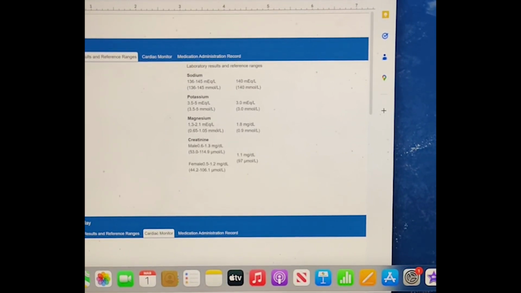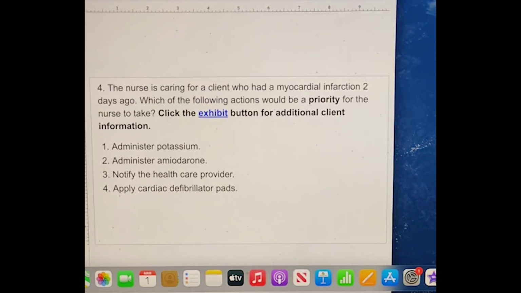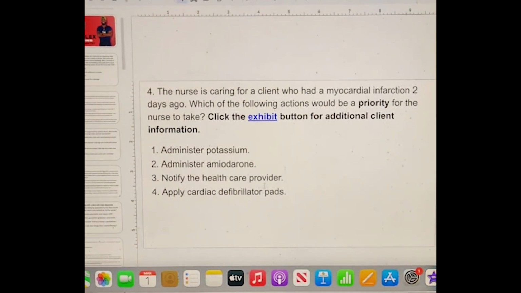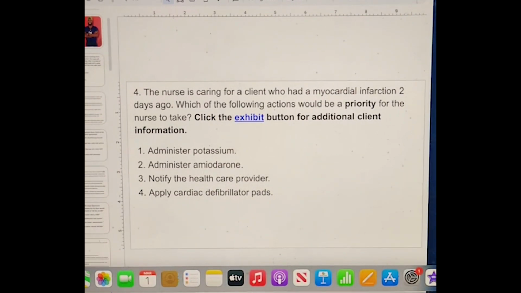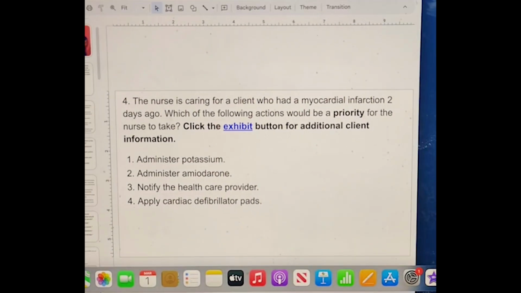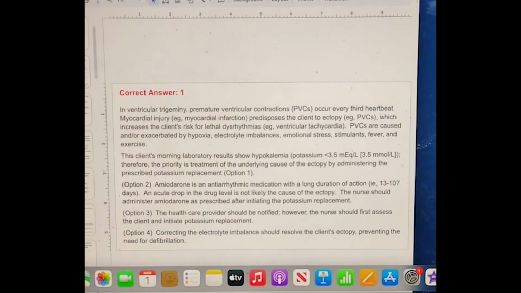All right. So now we can go back to the question. So now what priority should the nurse take based off of the lab values that we have? Administer potassium, administer amiodarone, notify the provider, or apply cardiac defibrillator pads? What are we thinking? And the answer is number one, which was administer potassium.